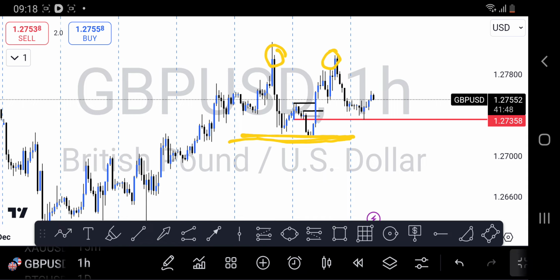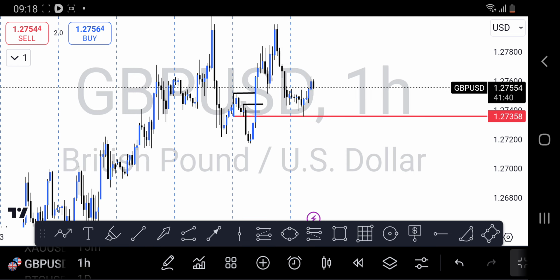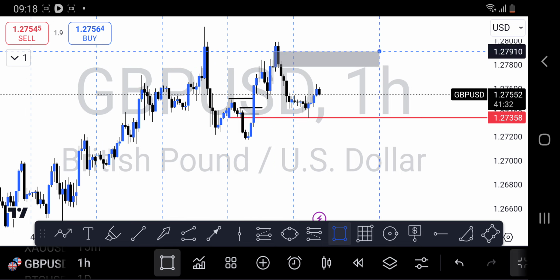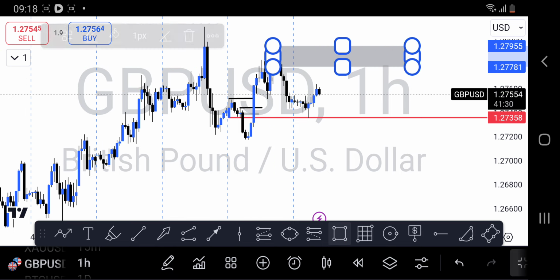selling. So now that we know that, we have a confirmation that now we can start selling. Where exactly do we want to be selling, right? We can see that we have an order block right there. I'm putting that order block.